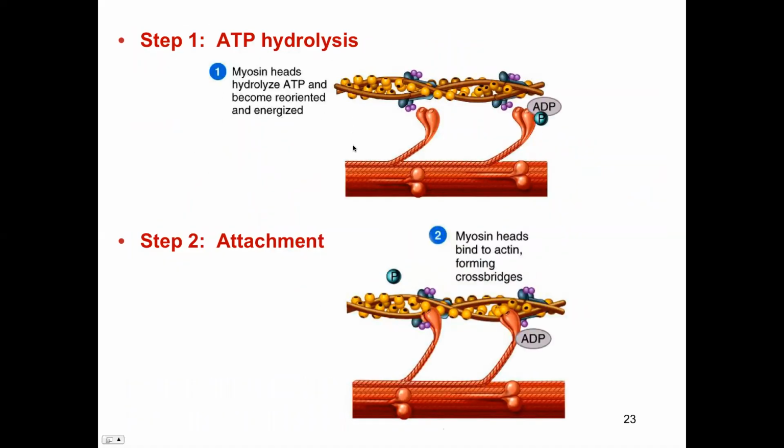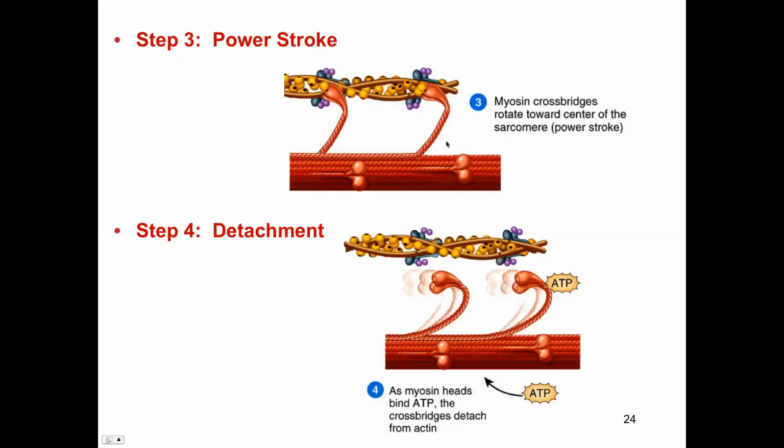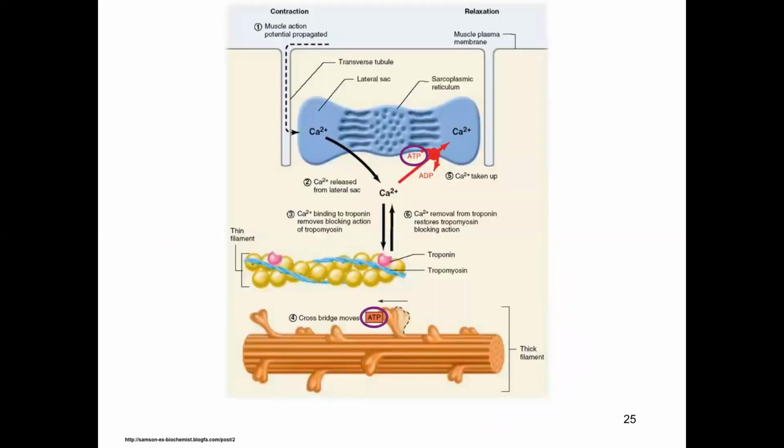So step 1, the myosin head groups, the enzyme portion of that has already split the ATP to ADP and phosphate. Step 2 is attachment, when we lose the phosphate and we still have the ADP. Step 3 is the power stroke. So we lose ADP, the head groups bend, and they shorten the sarcomere. Step 4, a new ATP molecule comes in and the head group detaches. Now, as long as we have calcium and we have ATP, this cross-bridge cycle will continue and the muscle will continue to shorten. All right, so let's look at that.